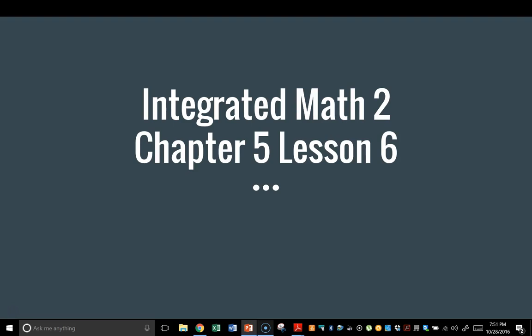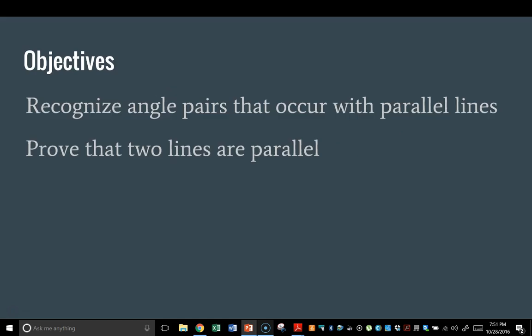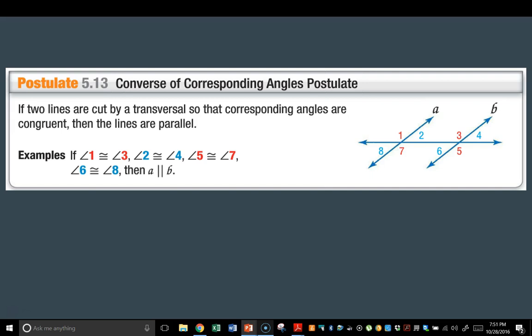Hi everyone, today in Integrated Math 2 we're going to go over Chapter 5, Lesson 6. Here are your objectives. Make sure you write them down in your notes.